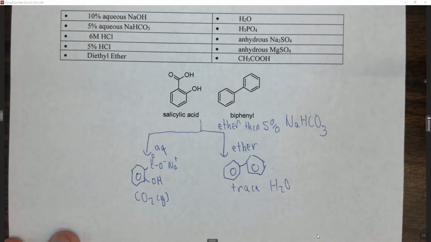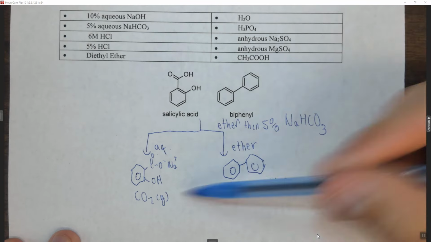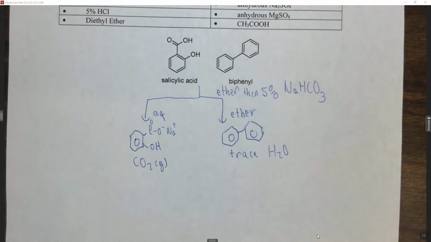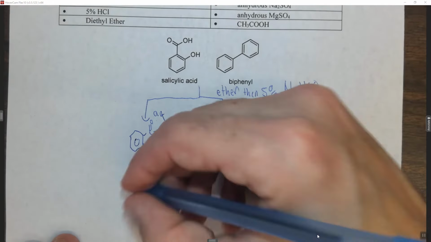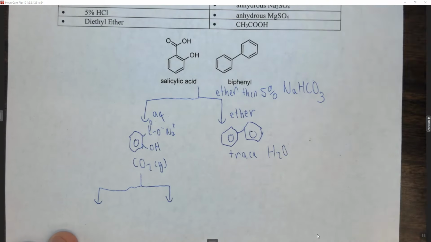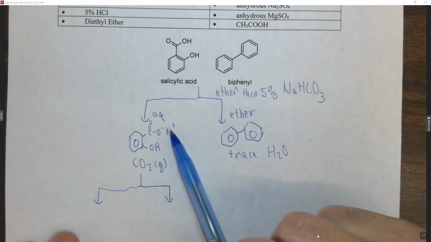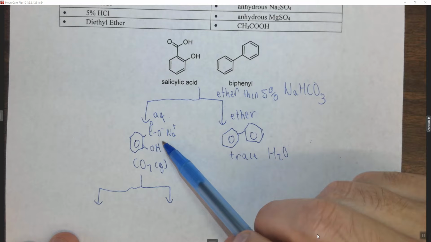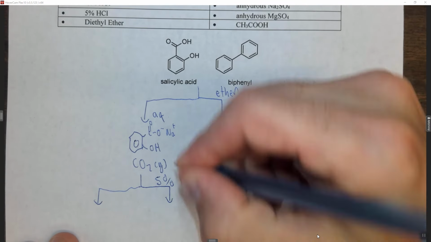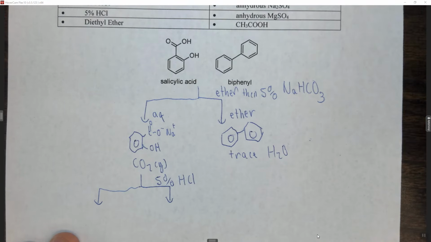Now, we have to isolate these compounds as solids. So we're not going to be done with either side here. We're going to have to do more stuff to both sides. I'm going to choose this side first, but it doesn't matter. You could choose this side first. I'm going to choose it just because, left to right. So this is basically this. To get this back, we need to reprotonate this thing. And we can reprotonate this thing with 5% HCl.